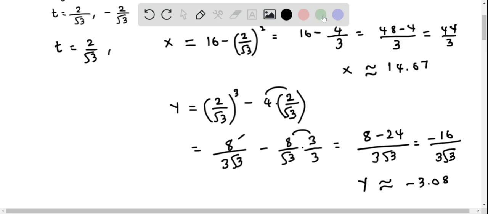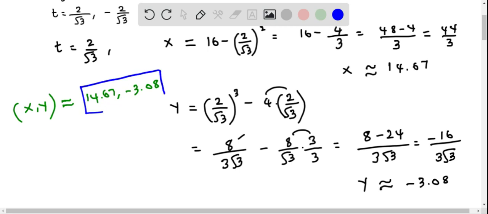So for t equal to 2 by root 3, we get the point x comma y, which is approximately equal to 14.67 comma negative 3.08. So this is one point when t equals 2 by root 3.